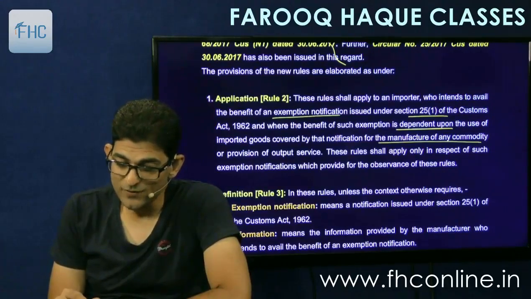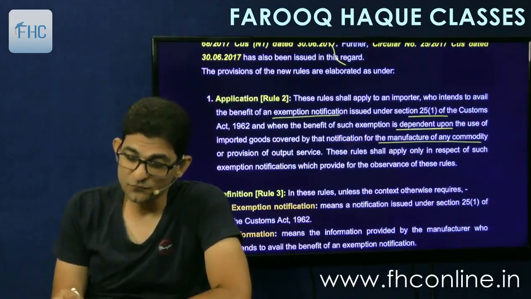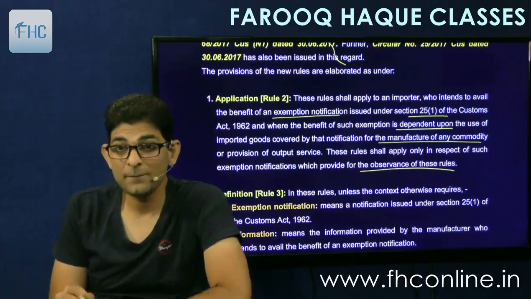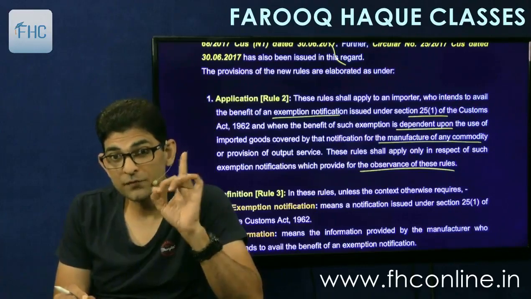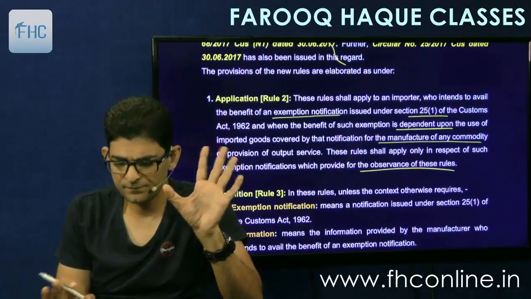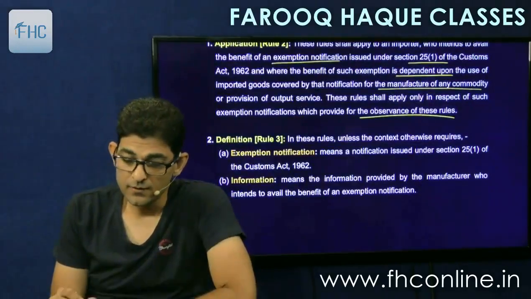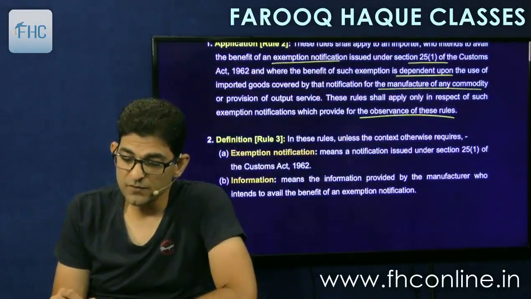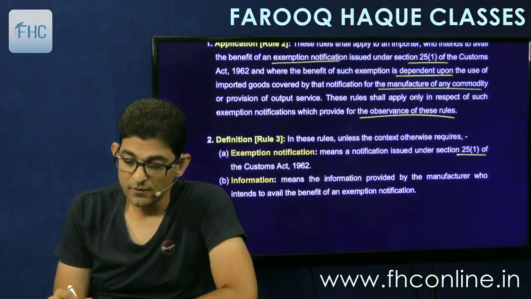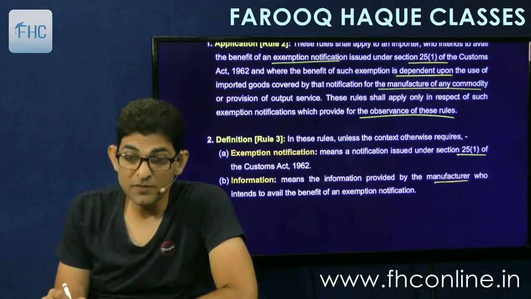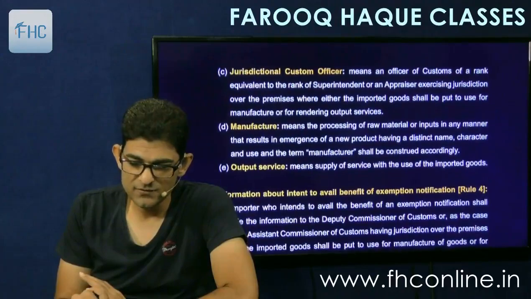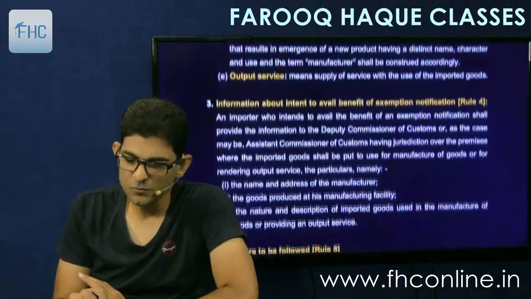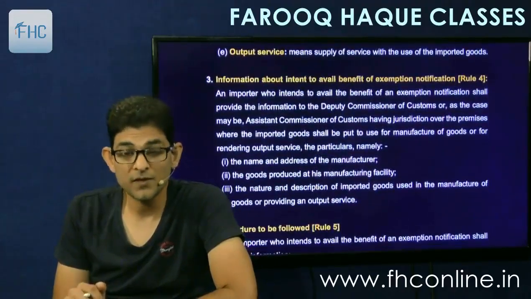These rules shall apply only in respect of such exemption notification which provides for observance of these rules. Means if the exemption notification specifically mentions that you have to observe these rules, then I will have to observe, otherwise not. Definition. Exemption notification means notification issued under section 25(1). Information means information provided by manufacturer who intends to avail the benefit. That's simple points. No need for the other things. Just come to rule 4, point number 3.